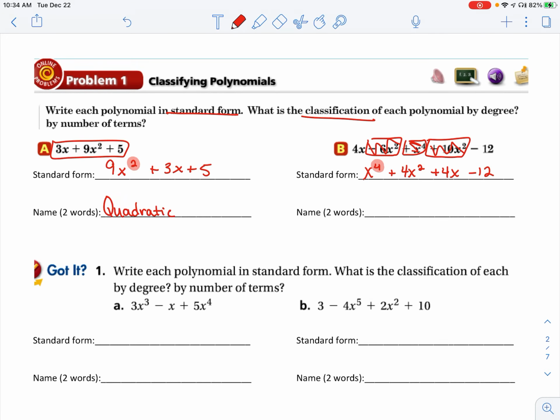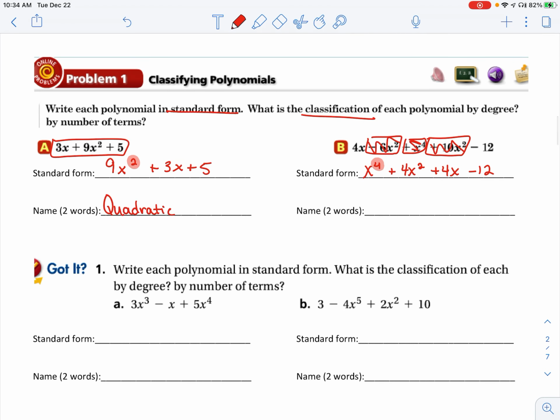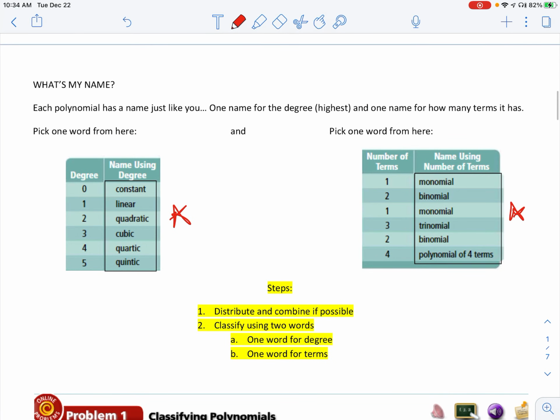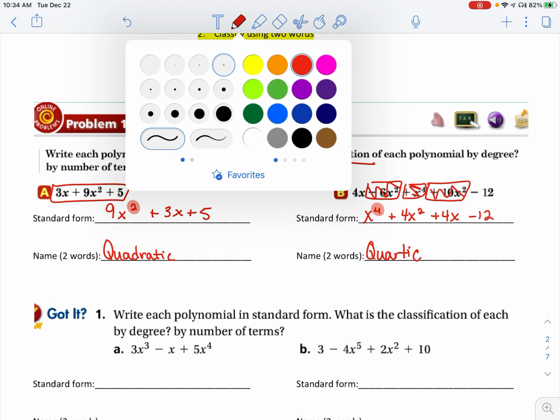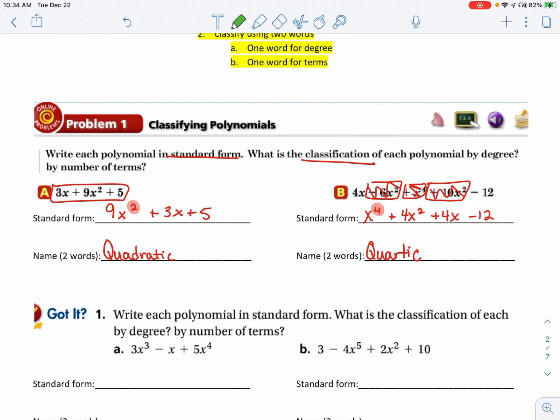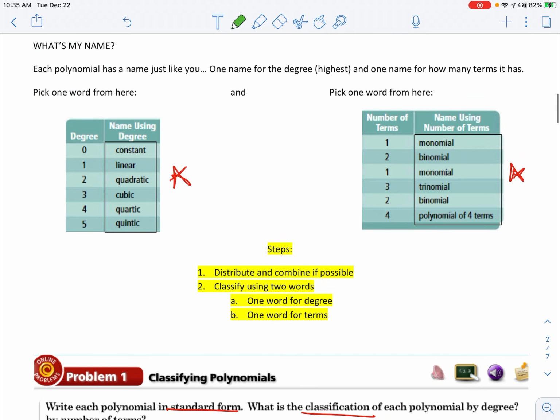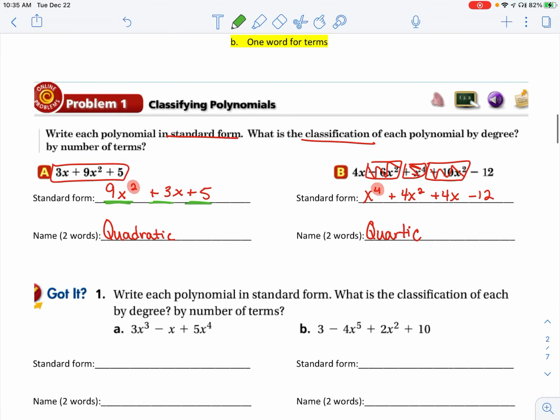Now over here, the other one, the degree is 4. See the degree I highlighted as 4? So that's going to be a quartic, like quarter. Now it's time for me to count my terms. I have 1, 2, 3 terms here. 3 terms is a trinomial.